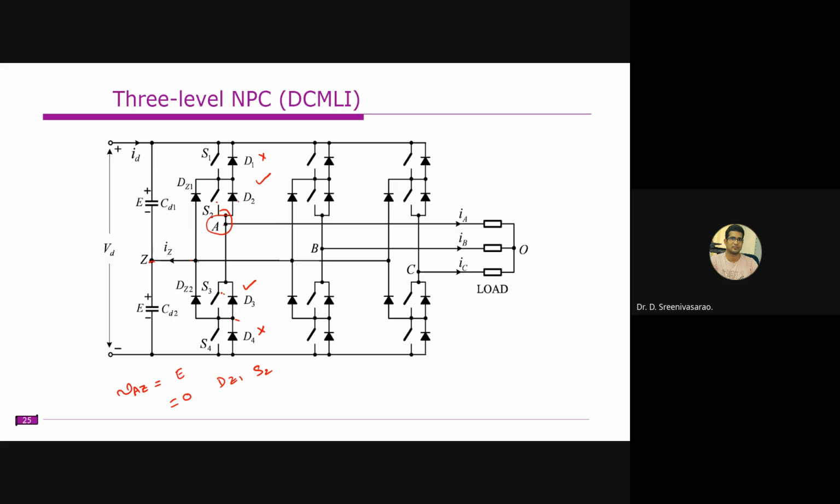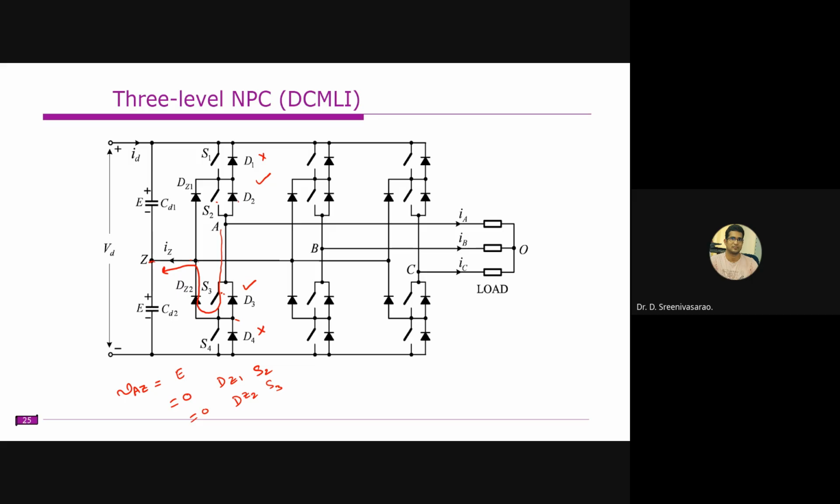Whereas if the current is flowing the other way, through this switch S3 and this diode, you are again getting zero voltage, but now DZ2 and S3 are turned on. So depending on the current direction, whether from the source to the load, from the load to the source, or during freewheeling time, we have zero voltage, and at a time one diode will be forward biased and carry the current.